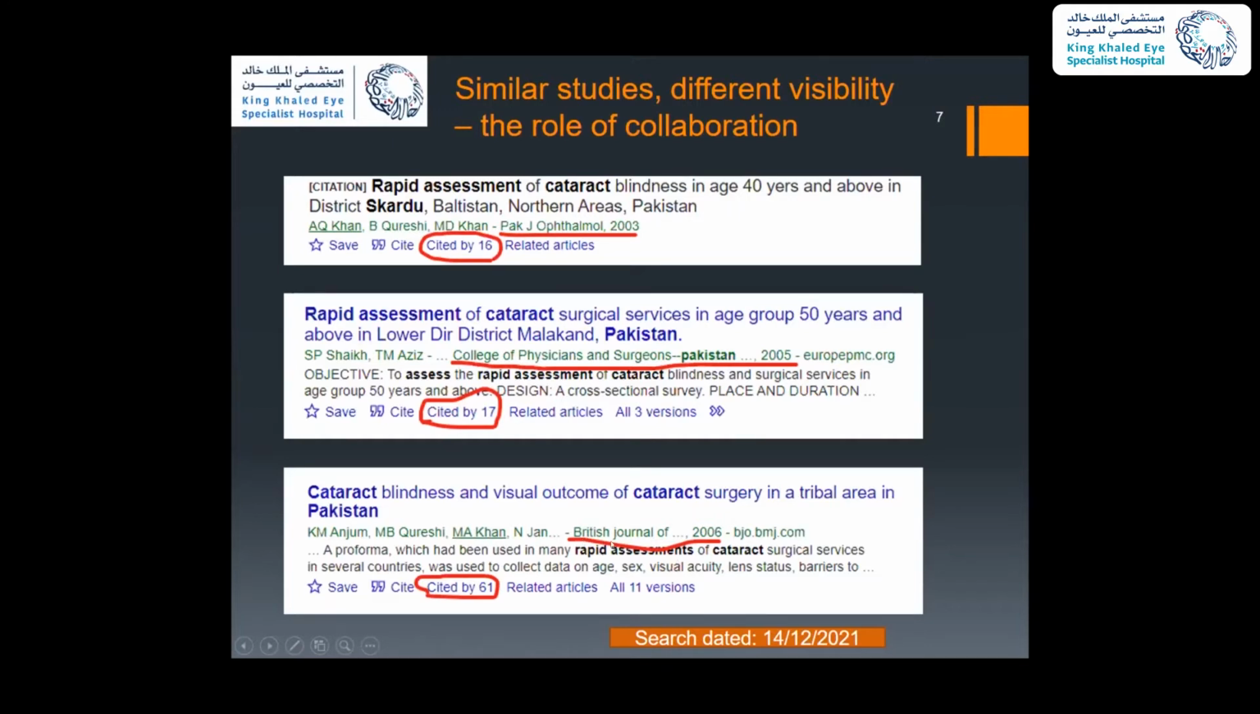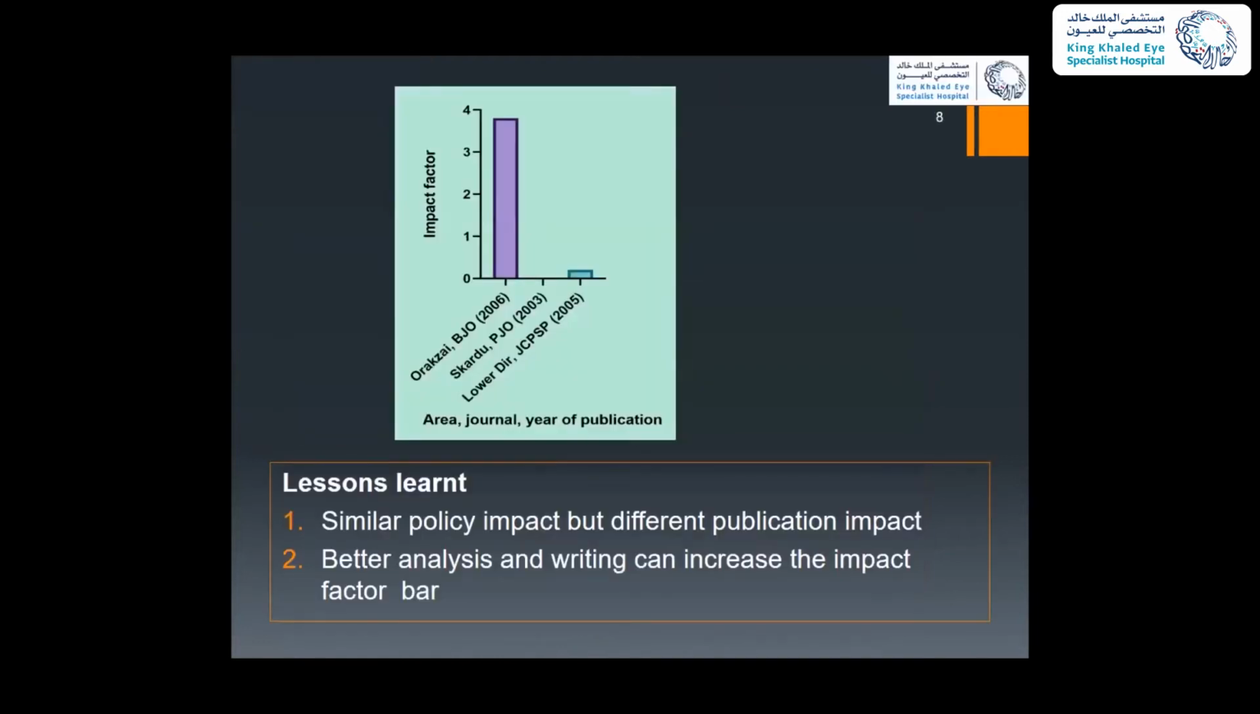So they're similar studies, conducted in the same time frame, but they're cited differently, and they've been published in different journals just because of collaboration. One was published in BJO, which has an impact factor of around 4, and the others in journals with an impact factor less than 1.